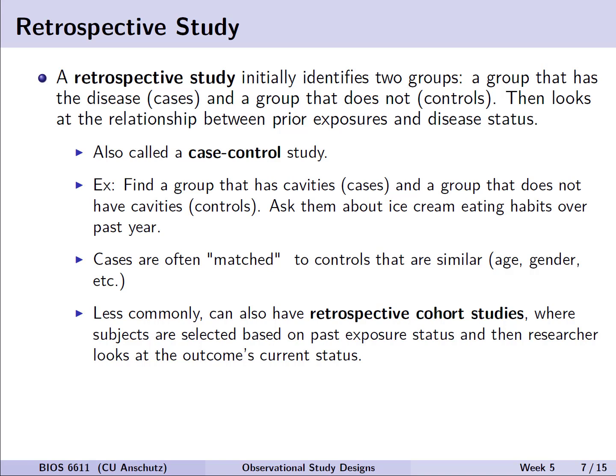Now, less common but also still possible is that we can design retrospective cohort studies, where subjects are selected based on their past exposure status, and then the researcher or researcher team will look at the outcome's current status at our present time.